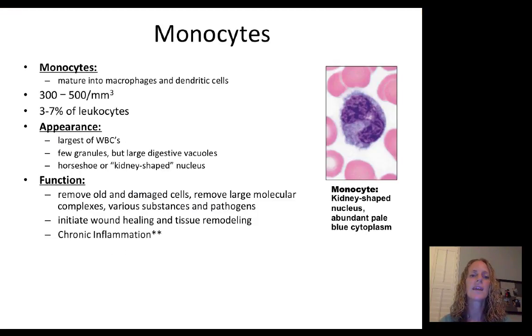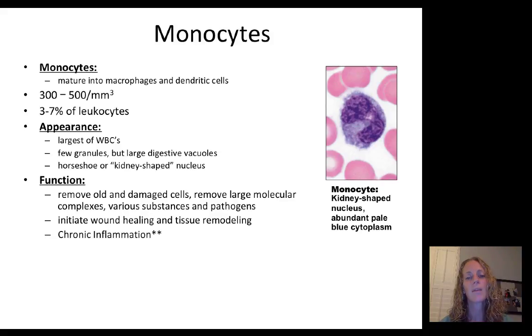Next are the monocytes. Monocytes mature into macrophages and dendritic cells. They're a smaller percentage, 3 to 7%, but they're common enough that you will see them commonly in a blood smear. It's about 300 to 500 per millimeter cubed. They're the largest of the white blood cells, so you can tell them apart partly based on their size compared to the other white blood cells.